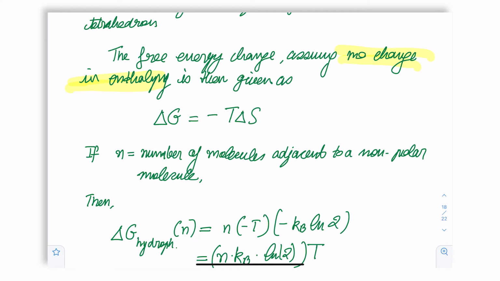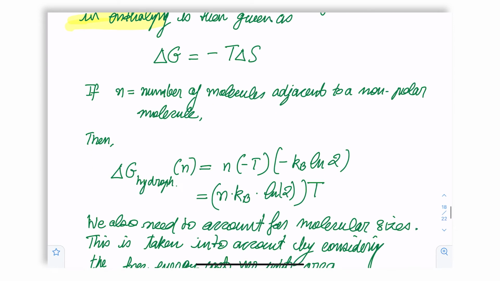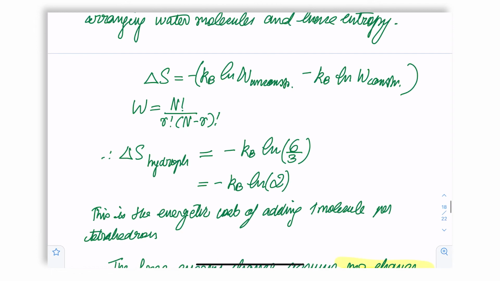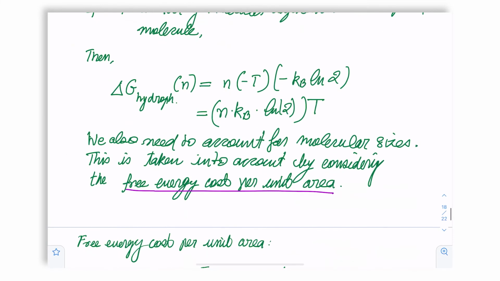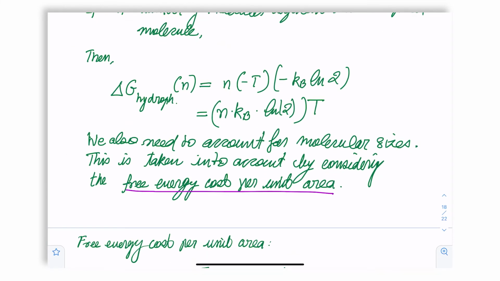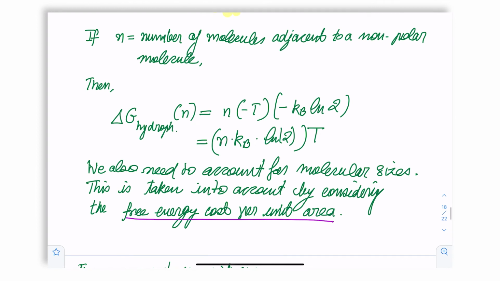If the number of molecules adjacent to a non-polar molecule is n, then we can say delta G hydrophobic for n molecules is n into minus T. Remember, this came from above here. Into minus kB ln 2. That came from here. Which means that the delta G hydrophobic is equal to n into kB into ln 2 times T.